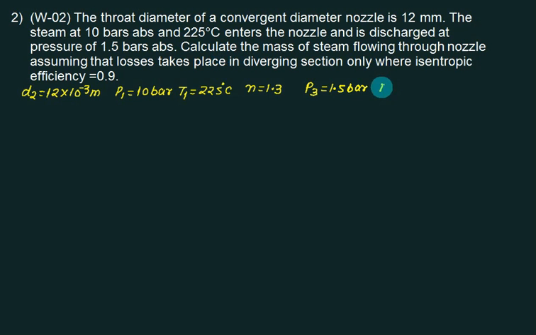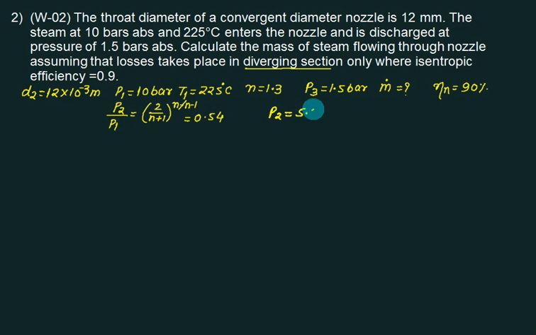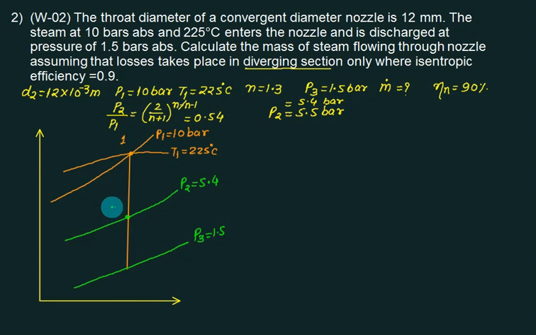You want to calculate m dot, the mass flow rate, assuming that the loss is in the divergent section only. What is the nozzle efficiency given to you? 90%. So P2 is approximated as 5.4 bar. For calculation purposes, we'll take it as 5.5 bar to locate on the Mollier diagram. If 5.4 is available, we'll go for 5.4. If the flow in the convergent is smooth, 1 to 2 will be like this. Where friction occurs, this one is 3 dash.